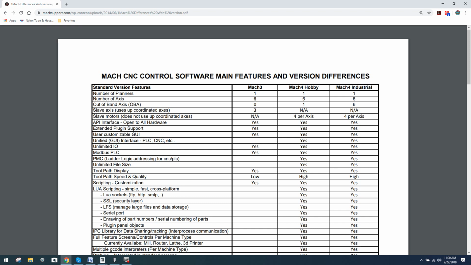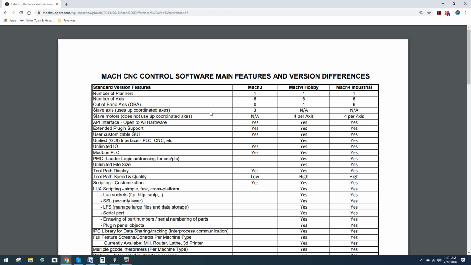Okay, so what we're looking at here is the number of axes. All three versions support six axes. Again, for out-of-band axis, you get one with Mach4 Hobby and six with Mach4 Industrial. Of course, Mach4 Industrial, needless to say, is going to have the most feature set due to the fact that it is $1,400. Many of you will not be going that route, of course.